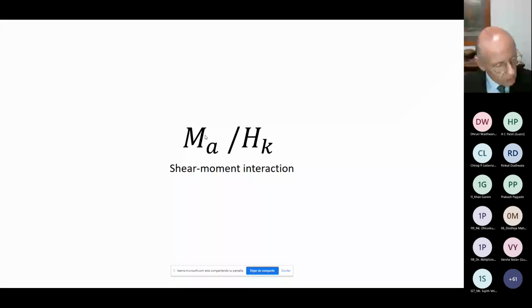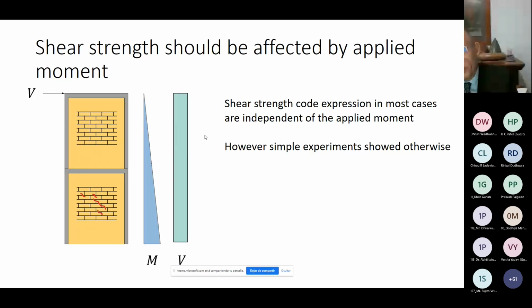Another example is this one, the shear moment interaction. This is one of my favorites actually, because it's one of those experiments where we already have the prediction. But first of all, the idea: the shear strength should be affected by the applied moment. That was the main idea.